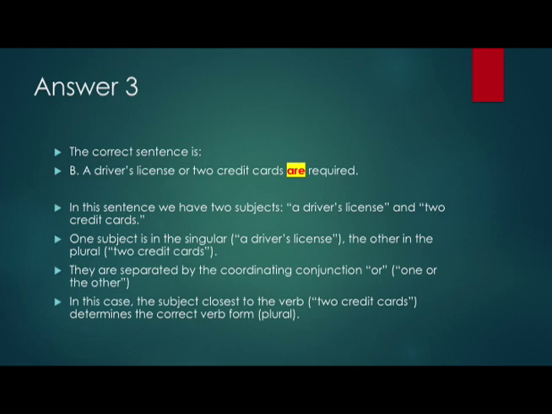Now, if we switch this around, it would be grammatically accurate to say 2 credit cards or a driver's license is required, because in that example, a driver's license, the singular subject, is closer to the verb. That sounds kind of awkward. So if you have a situation like this, my recommendation would be start with a subject that's singular, place the subject that's plural closer to the verb, make the verb form plural, and you will avoid some of the awkwardness that the other example that I just mentioned will bring up.